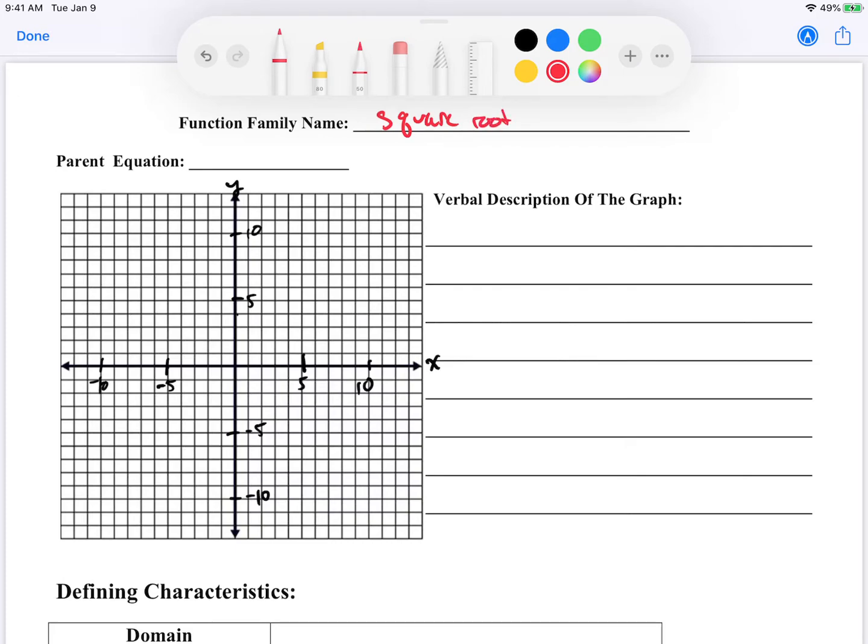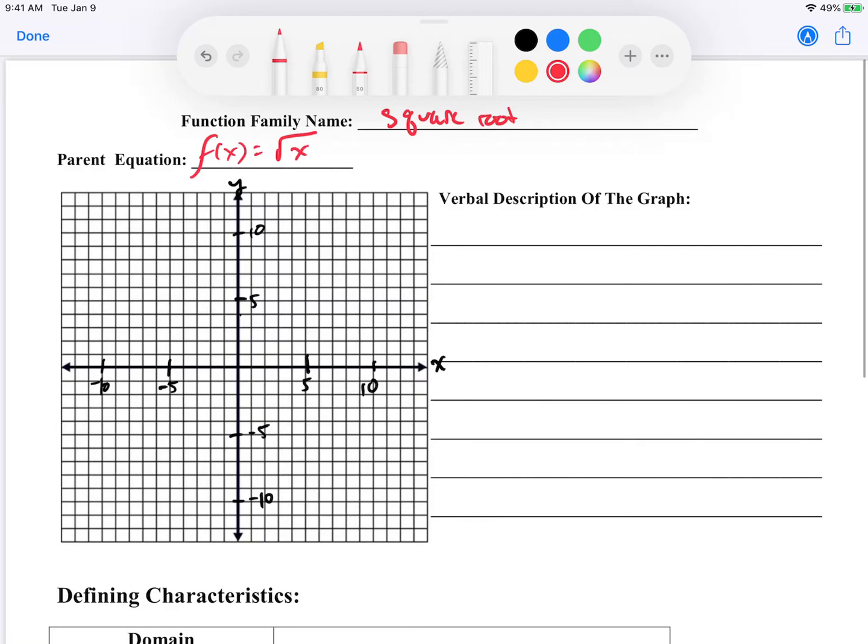Okay. Now the parent equation for this one is just as you would guess: f of x is equal to the square root of x. It's going to be a little bit different with this one, because it's going to look very similar in some ways, but at the same time also not. In the verbal description, I'm going to do my little table that I normally do, but please feel free to write down any verbal descriptions that you start to see.